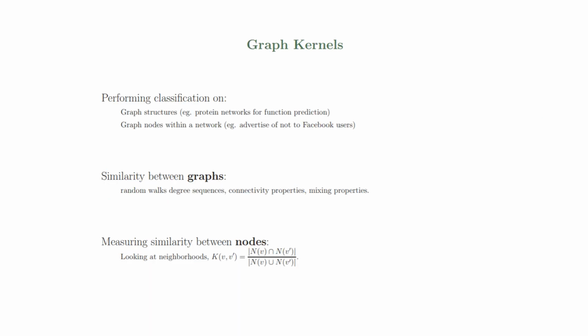Okay. Another good example of a similarity-based application is graph kernels. For example, performing classification on graph structures, protein networks for function prediction. And in general, think about networks that have nodes that represent some user, for example, on Facebook, right? You have to come up with the right measure of similarity so that you are able to figure out whether we should be advertising or not. So again, it goes into constructing the right measures, constructing the right features, and then eventually arriving at that, right?